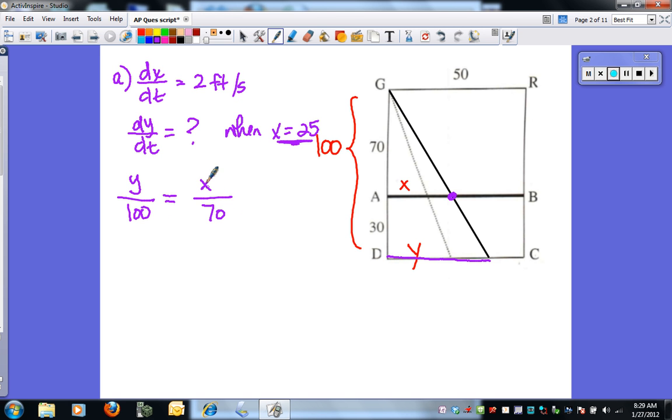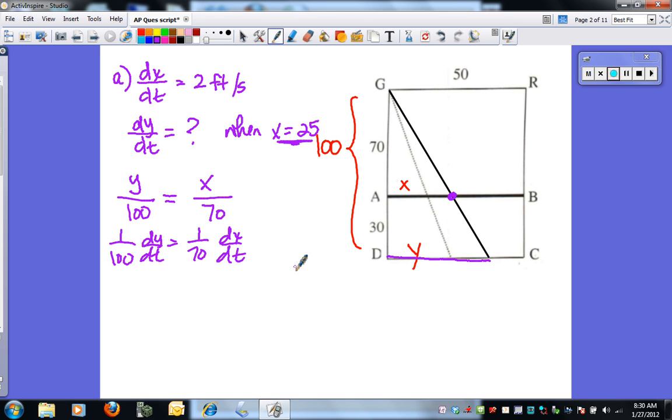So now we have our diagram, we have our rates, we have our equation. So now we're going to take the derivative. Since we're taking it with respect to t, we know this is going to be dy/dt. Whoops, what did I forget? Yep, 1/100 times dy/dt equals 1/70 dx/dt. All right, I'm going to move a little bit faster along now because I'm running out of time and YouTube only lets me upload some videos.